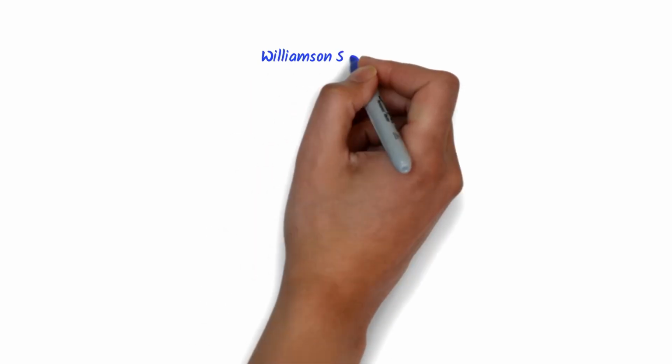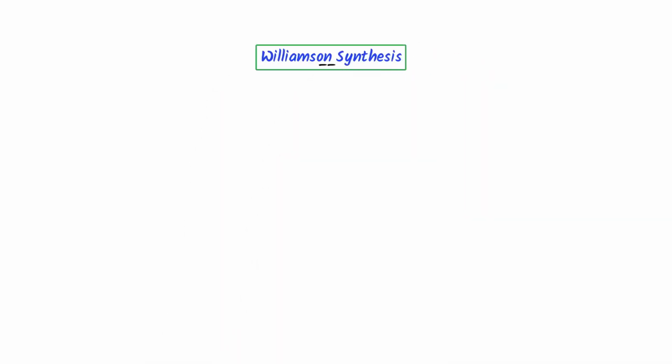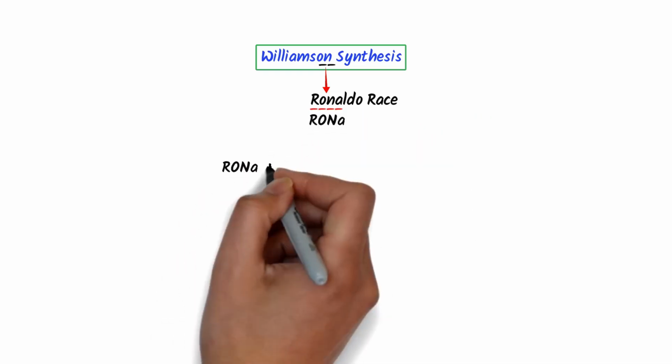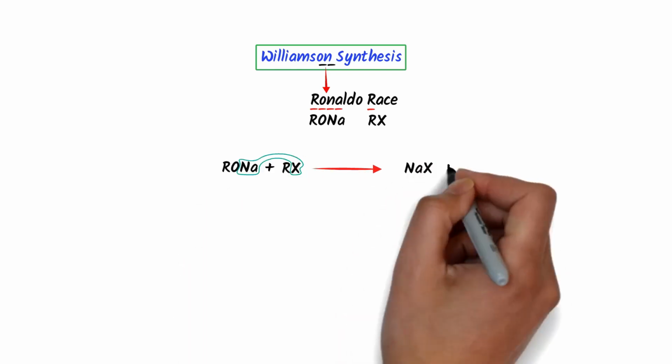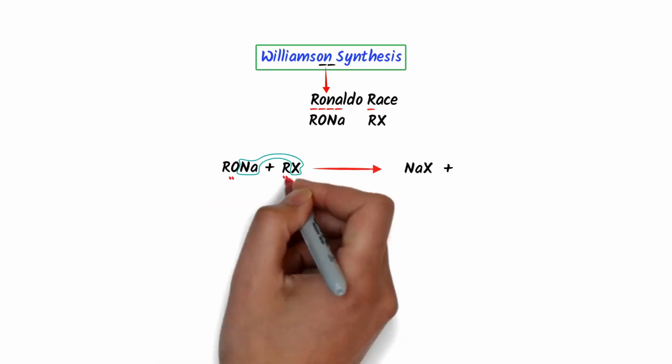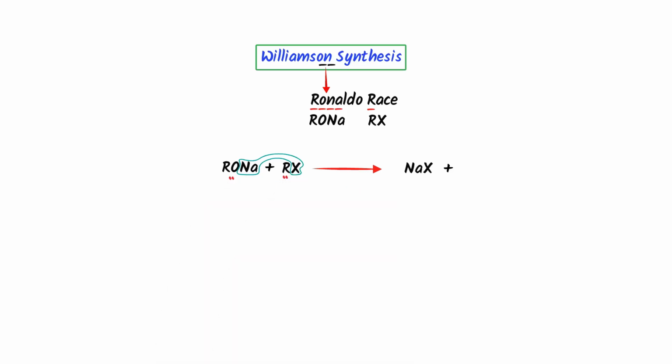Now let me teach you Williamson synthesis. This "ON" in Williamson reminds me of Ronaldo rays. This RONa is sodium alkoxide. This R in rays stands for RX, alkyl halide. These are the reactants of this reaction. Now sodium being positive will attack the halogen. We get sodium halide. This RO and this R combine together to form ether. So this is the Williamson synthesis reaction.